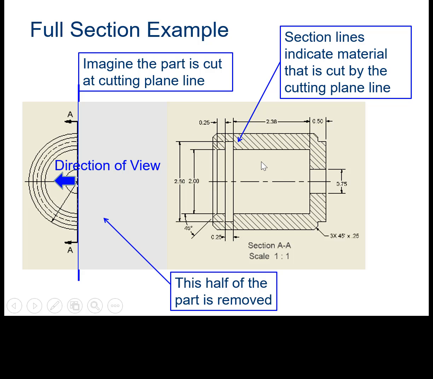You can see that there's a lot more detail that we're not getting based on this front view, so the section view is giving us that detail. You see the hash marks along here. This is indicating that this particular object has been cut away.